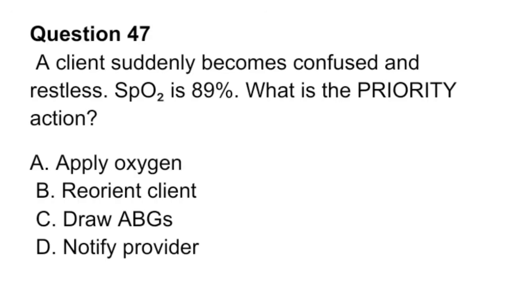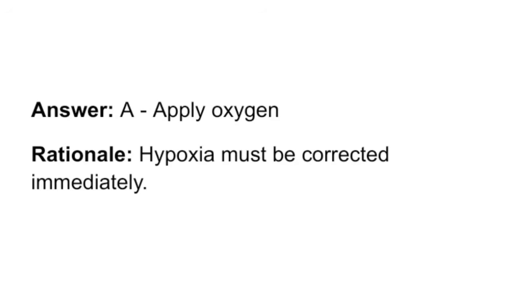Question 47. A client suddenly becomes confused and restless. SpO2 is 89%. What is the priority action? A. Apply oxygen. B. Reorient client. C. Draw ABGs. D. Notify provider. Answer A. Apply oxygen. Rationale. Hypoxia must be corrected immediately.